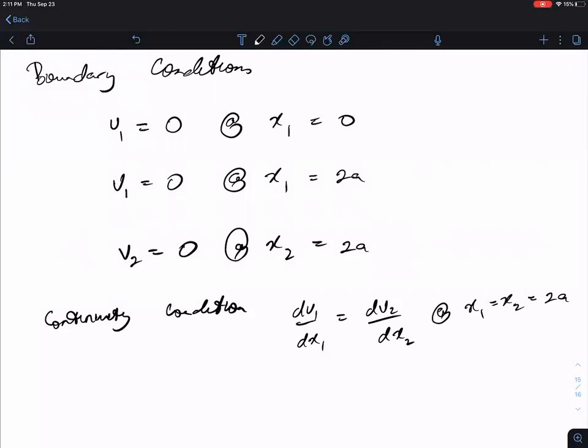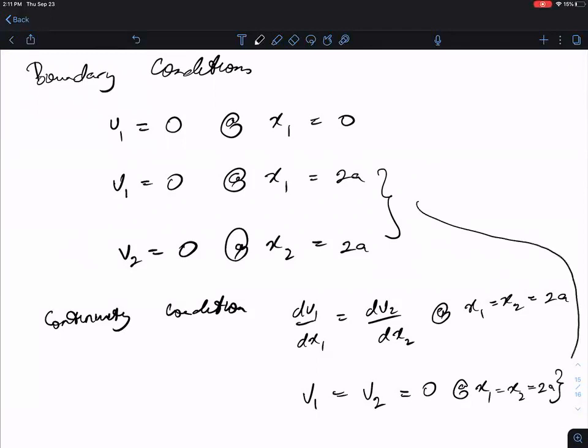One thing we can also keep in mind is that by using these two boundary conditions, we're also utilizing the continuity condition that says the displacement based on the two moment functions has to be the same at the roller support, where x1 equals x2, which is equal to 2a. So these two conditions are the same, even though one is defined as a boundary condition and the other as a continuity condition.